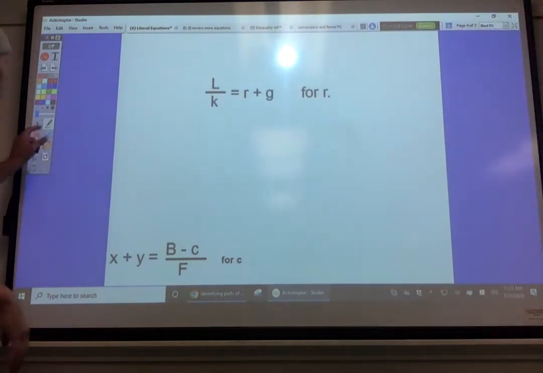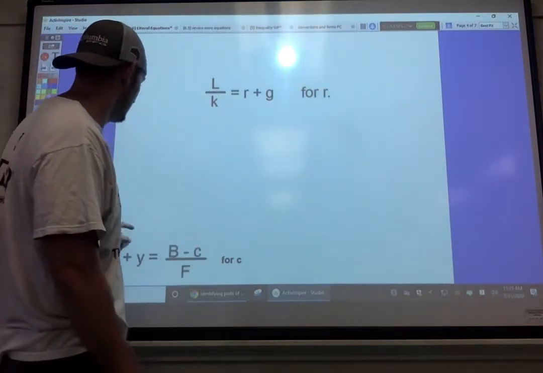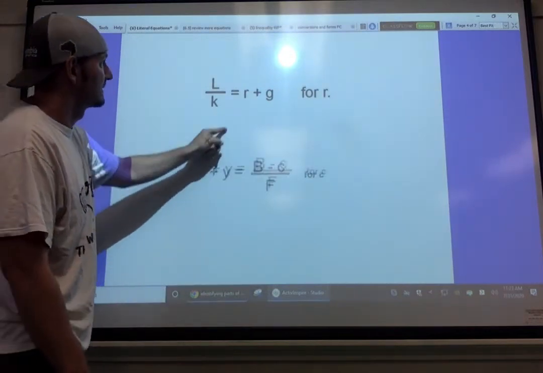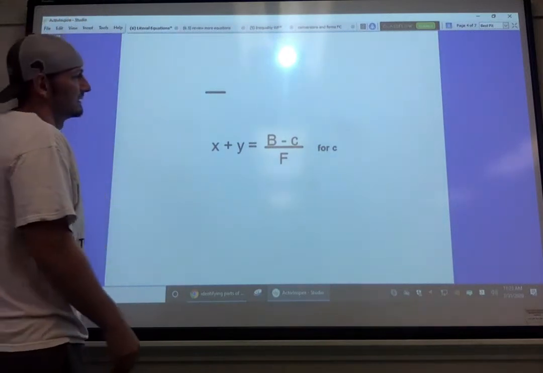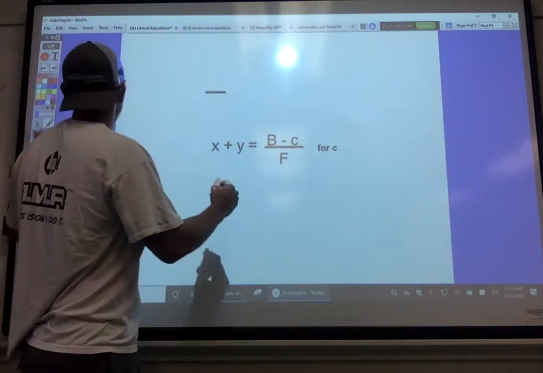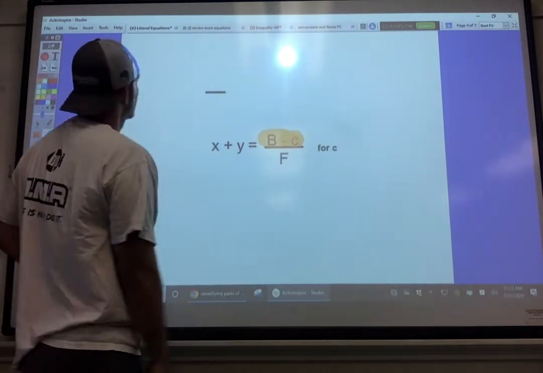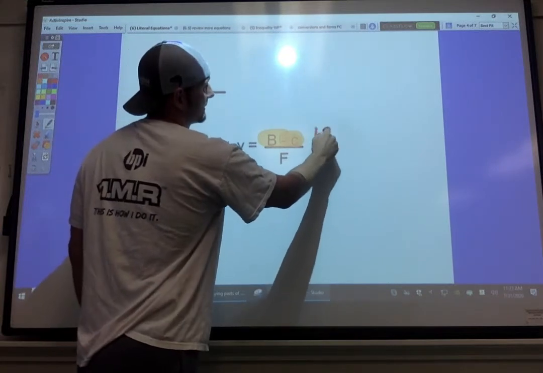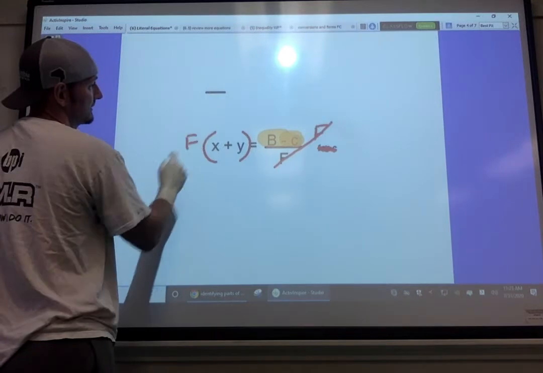All right. Next one here, solve it for C. Solve it for C, so it's stuck up top with the B. So let's get rid of this F that's multiplying everything. Multiply by F, multiply this side by F each term.